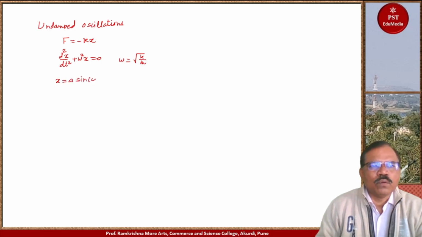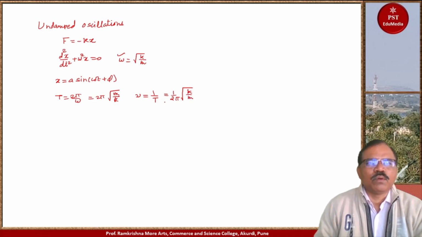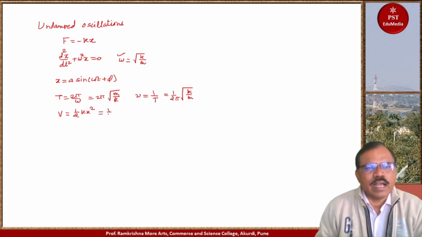Its solution, that is the equation of motion, is a sin(omega t plus phi), where omega is this one. Period of oscillation is 2 pi upon omega, that is 2 pi under root m by k, and frequency of oscillations is 1 upon T, which comes out to be 1 upon 2 pi under root k by m, where k is the force constant. And here we have potential energy, V is equal to 1/2 kx square, or it is equal to 1/2 m omega square x square.